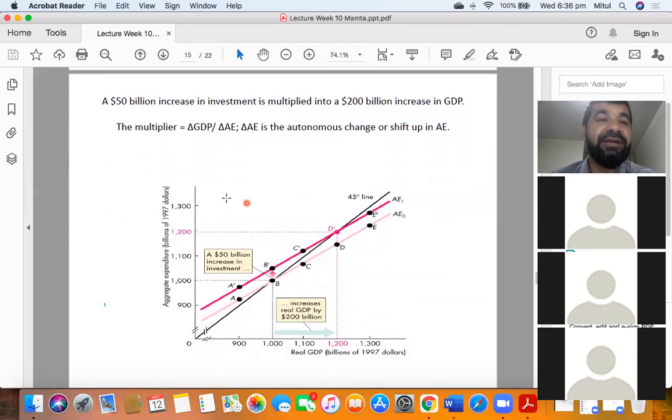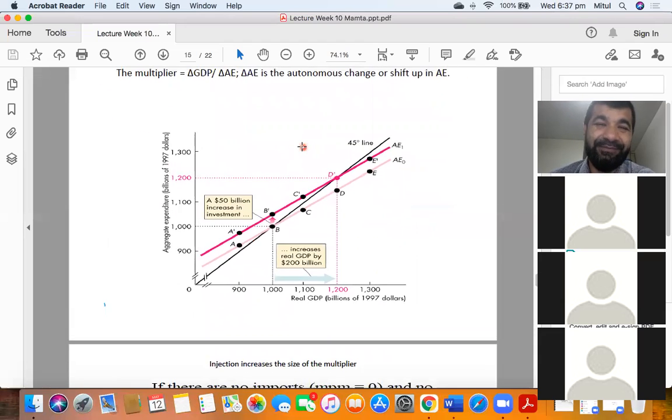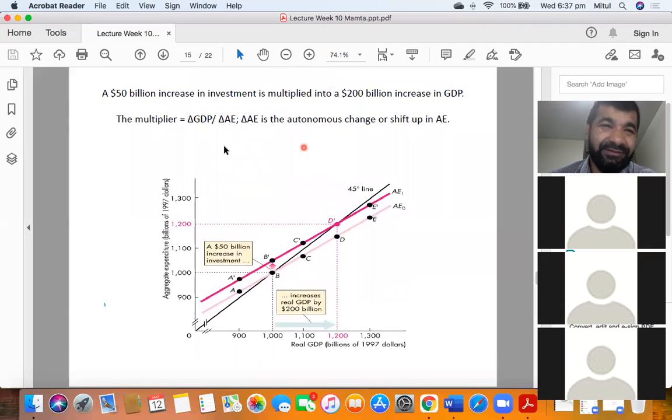Okay. A $50 billion increase in investment is multiplied into a $200 billion increase in GDP. See that? So when the government injects $2 billion as a stimulus package, it will have, let's say, 10, 15, 20 billion dollars of impact. So the multiplier is equal to the change in GDP divided by the change in aggregate expenditure.